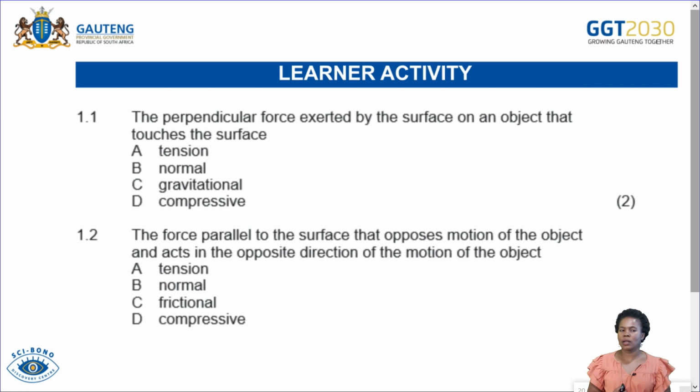When something is perpendicular, force exerted by the surface on an object that touches the surface. Okay, is it A, your tension, B, your normal, C, your gravitational, or D, your compressive? So those are the types of forces that are given to you.